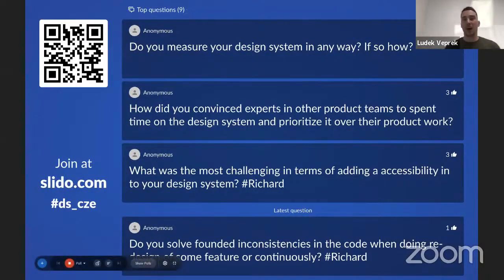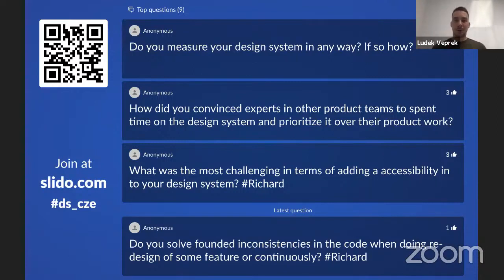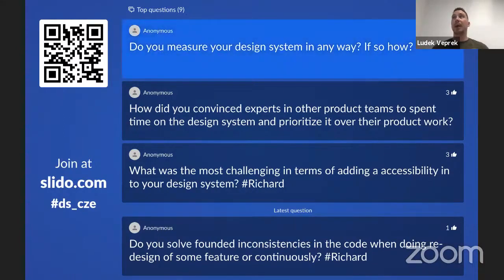And for now, we have in total probably 10 questions. So if you have any questions for Ondřej or Richard, go to slido.com with the code DS_CZE and put your questions there. And without any further ado, let's look at the first question. Do you measure your design system in any way? If so, how? Probably a question for Ondřej.